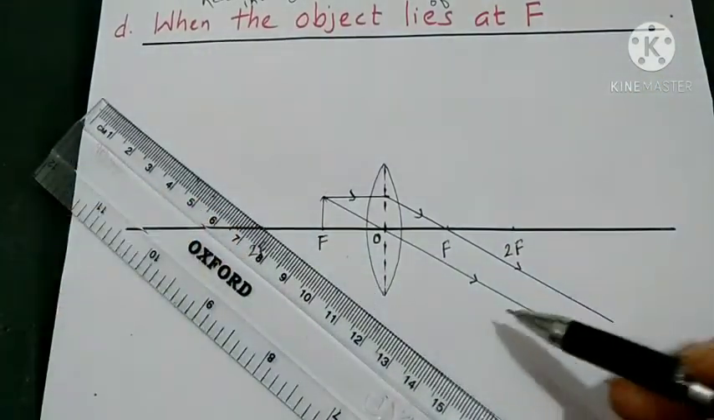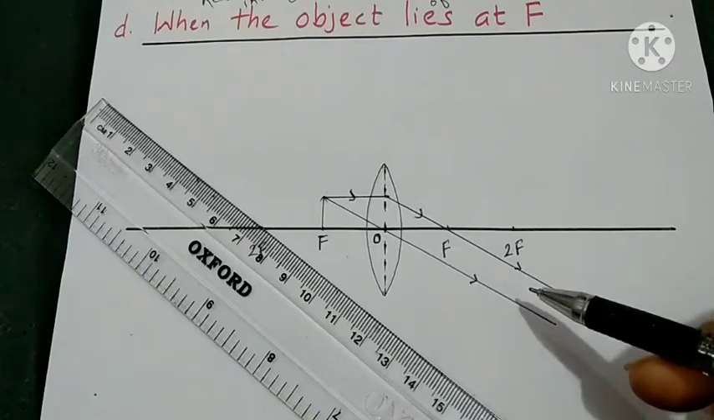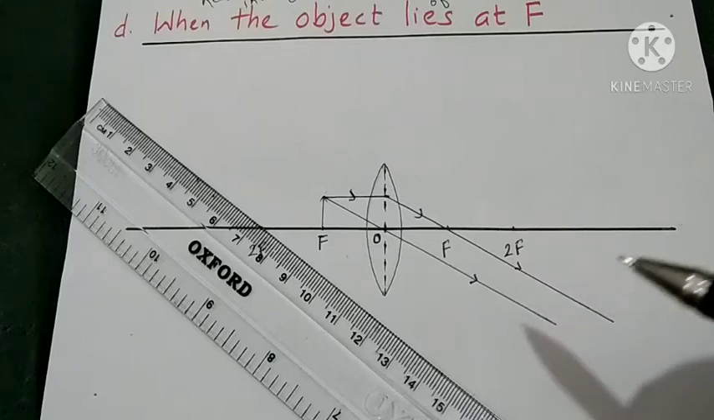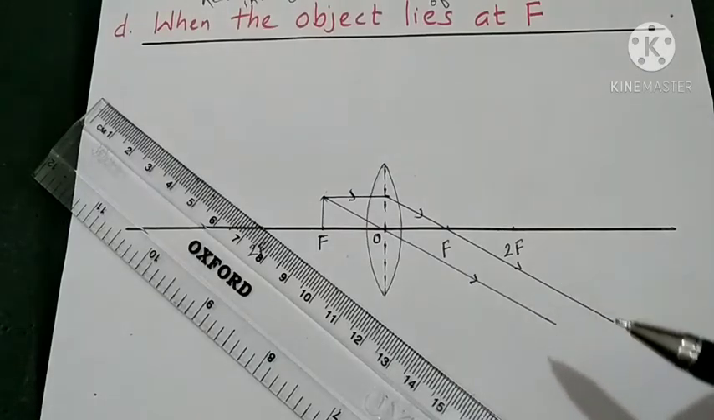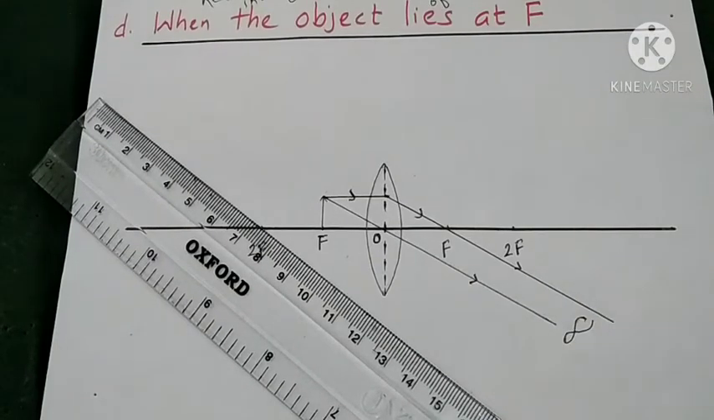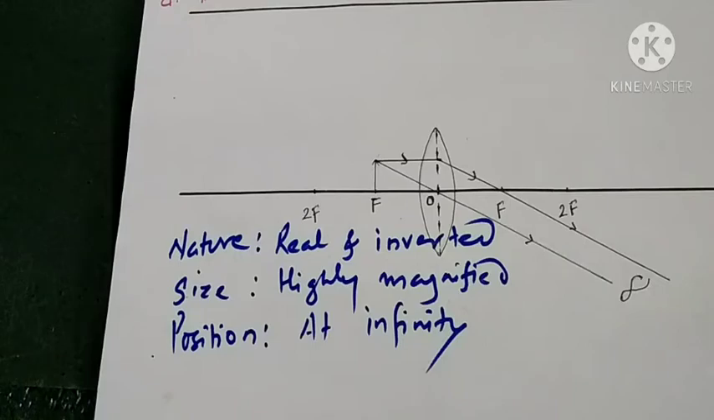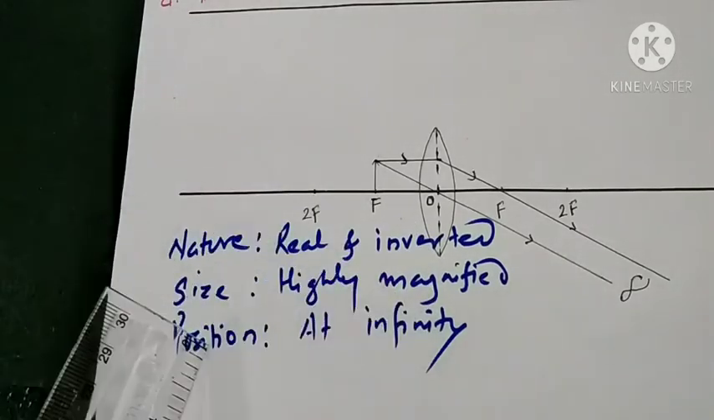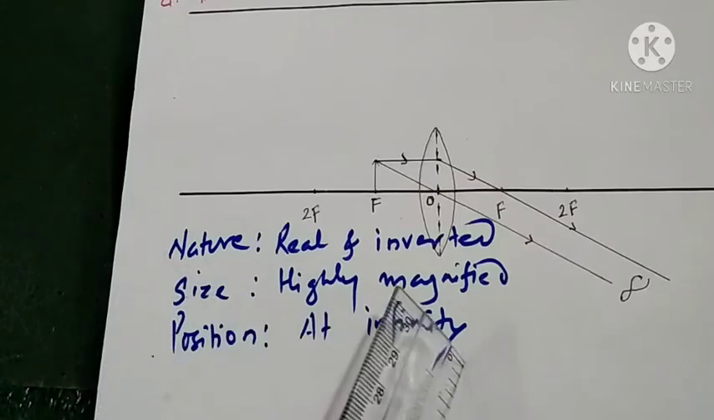See, these two lights are parallel to each other and they are not intersecting at any point. So in this case, we consider the image must form at infinity. At infinite distance the image will be formed, and the image will be real, inverted and highly magnified. See, this is the nature. Real and inverted, size highly magnified, and position, the image is formed at infinity.